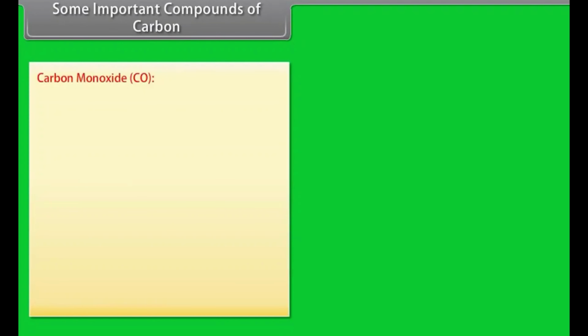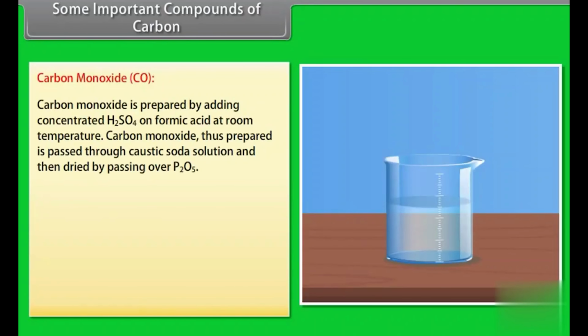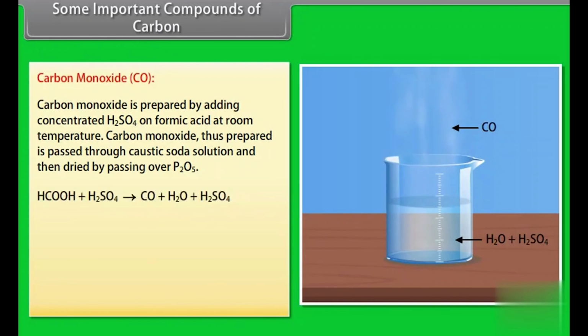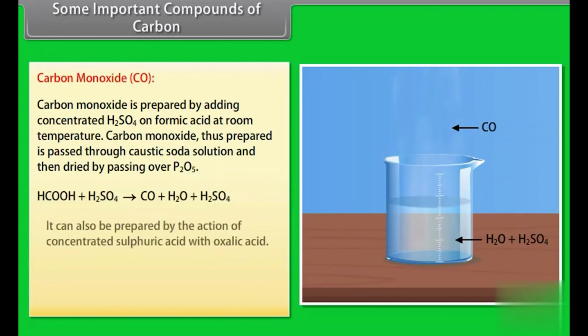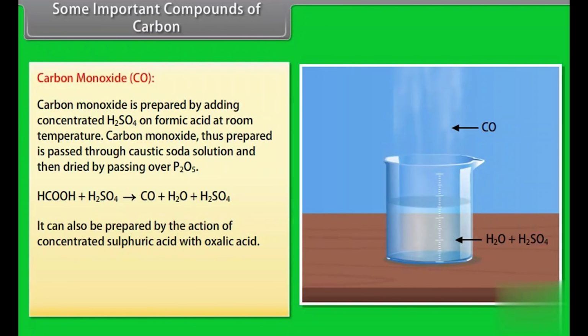Some important compounds of carbon. Carbon monoxide. Carbon monoxide is prepared by adding concentrated H2SO4 on formic acid at room temperature. Carbon monoxide, thus prepared, is passed through caustic soda solution and then dried by passing over P2O5. It can also be prepared by the action of concentrated sulfuric acid with oxalic acid.